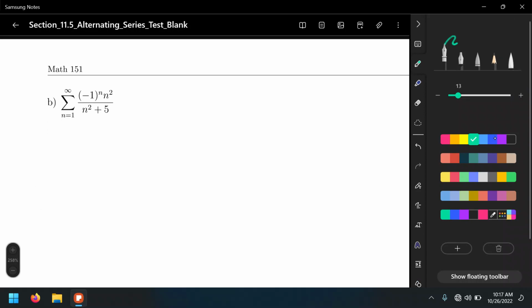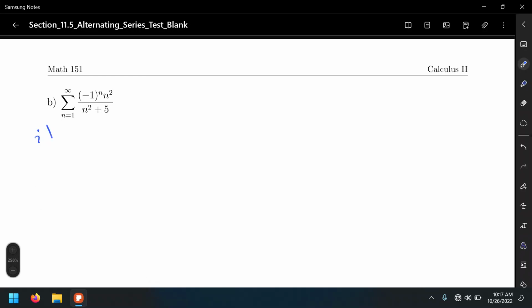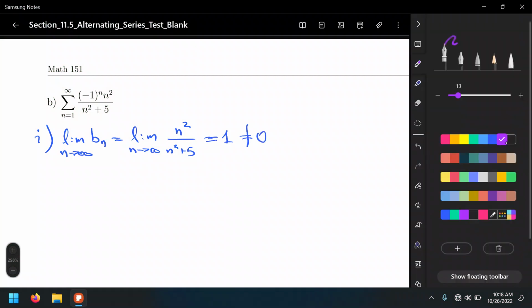The first condition is the limit of b sub n as n approaches infinity equals 0. In other words, is the limit of n squared over n squared plus 5 as n approaches infinity equal to 0? Well, what is this limit equal to? This limit is 1, which is not 0, and so the first condition is not satisfied.